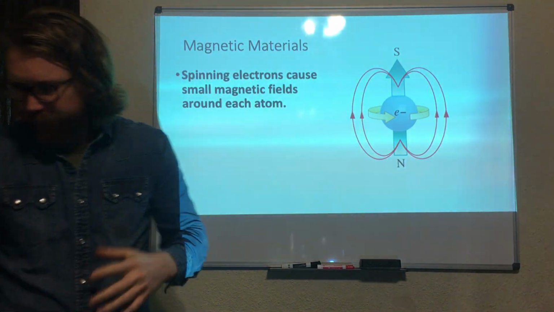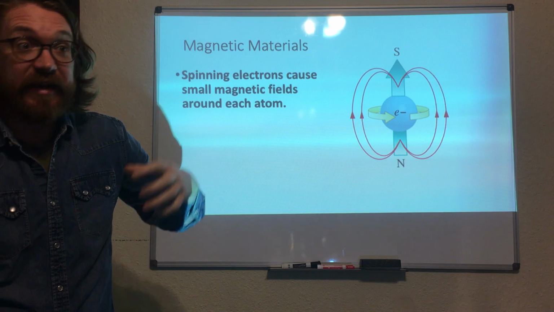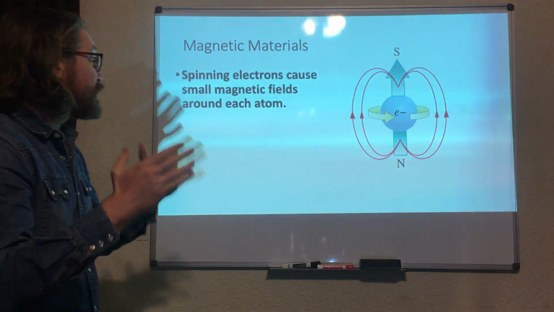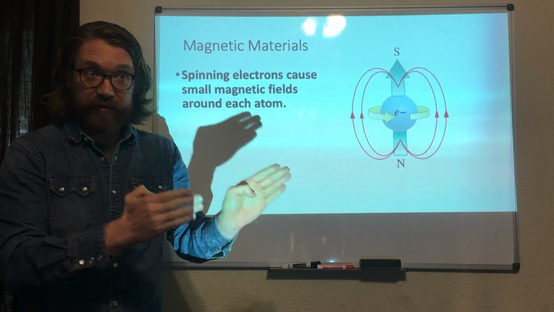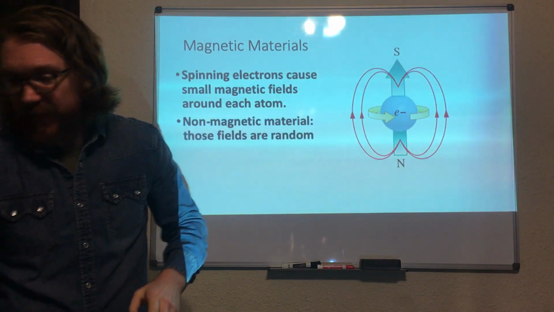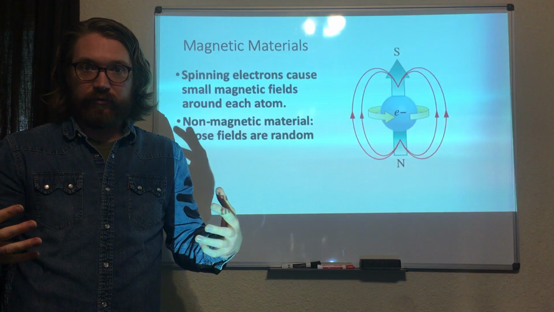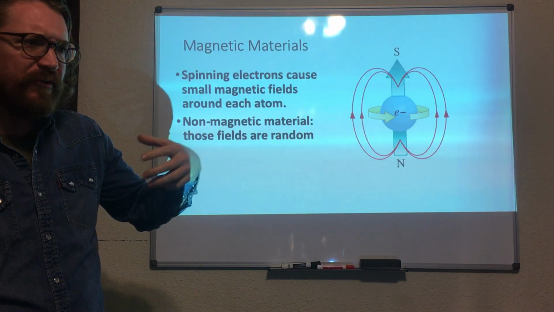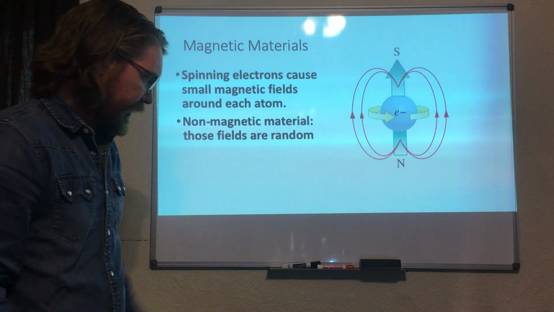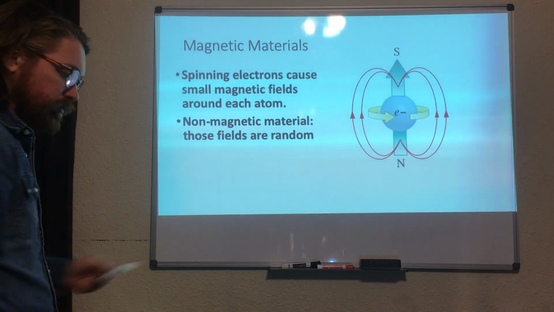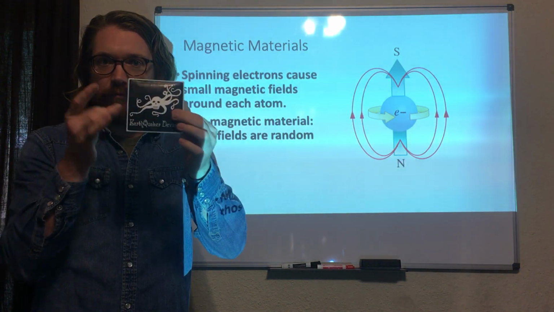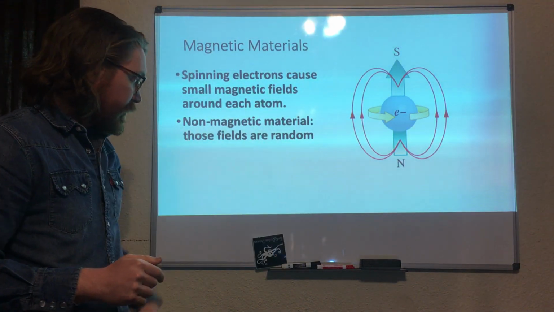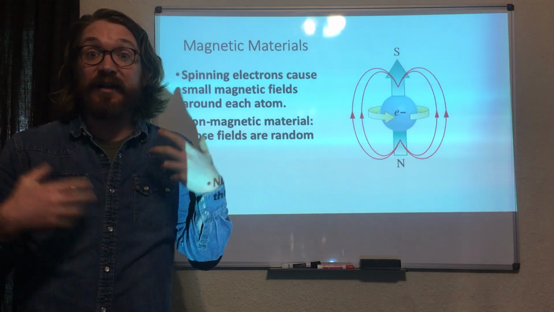Electrons are spinning. And the thing is that in magnetic materials, those spins are going in the same direction. In non-magnetic materials, those spins are random. So what does that look like? Well, imagine you take something that's not magnetic, like this sticker right here. This sticker is not magnetic. If I put it against the board, it does not stick because it's not magnetized.